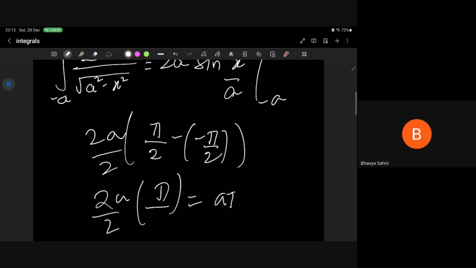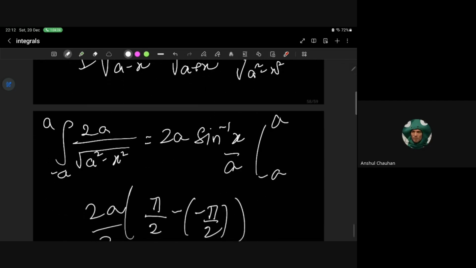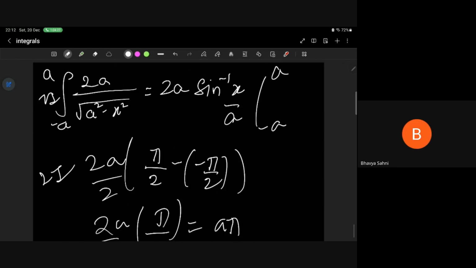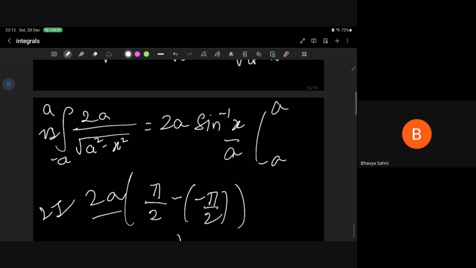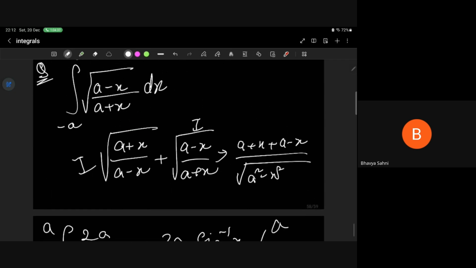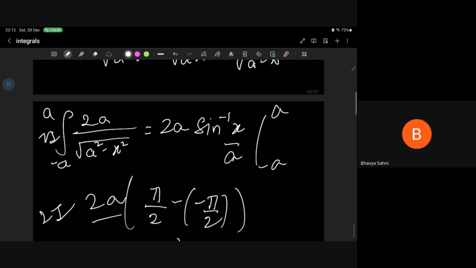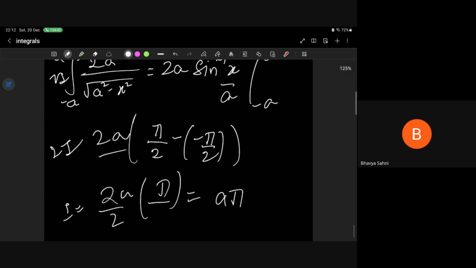It will be a pi because we added both of them. I plus I will be 2I. So we have to divide it by 2 to become I. So our answer will be a pi. It's not a difficult one. We just did the same thing. Applied the King's property, added both of them, directly used the formula we know, and put the limits. Got it?